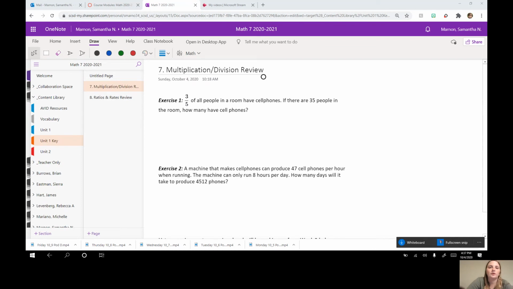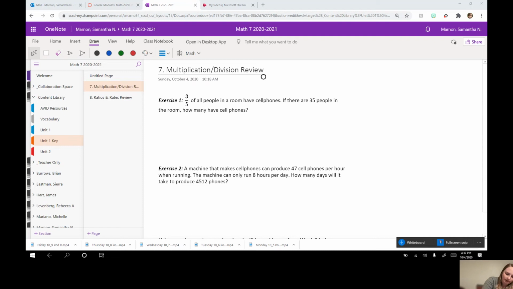So we're going to do a little mini lesson on multiplication division, just to review and refresh before you guys go back and complete any of your missing work. So we have this exercise 1: 3/5 of all people in a room have cell phones. If there are 35 people in the room, how many have cell phones?